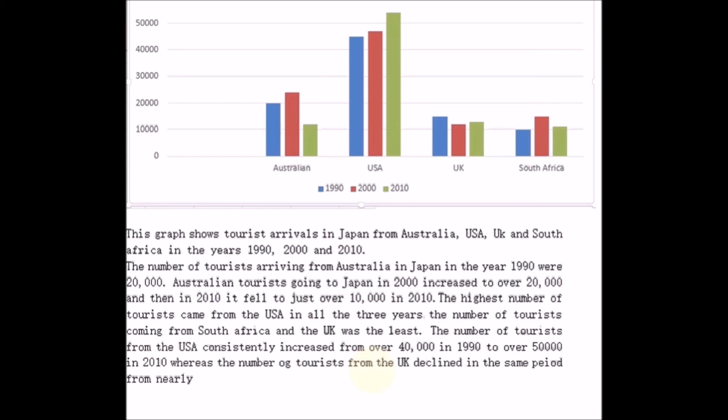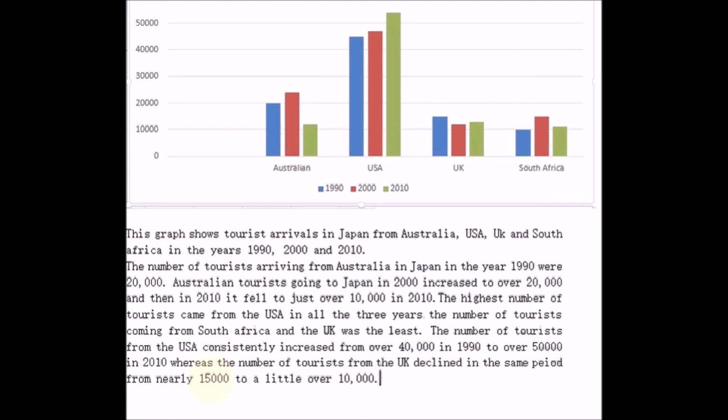So you could say, well, the number of tourists from UK declines in the same period from nearly 15,000 to a little over 10,000. Okay.